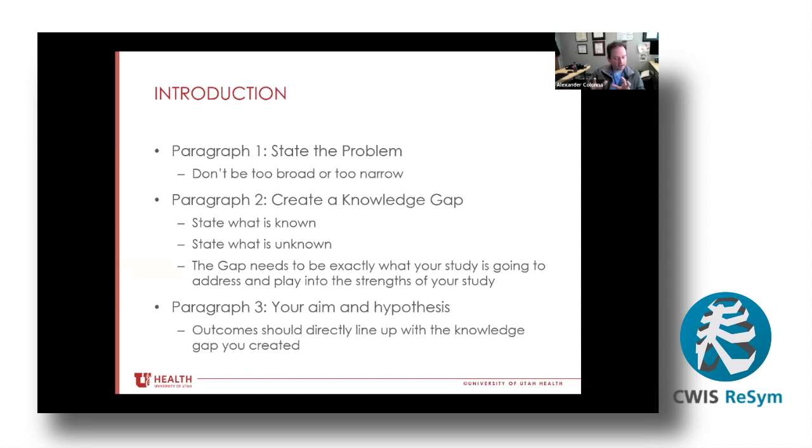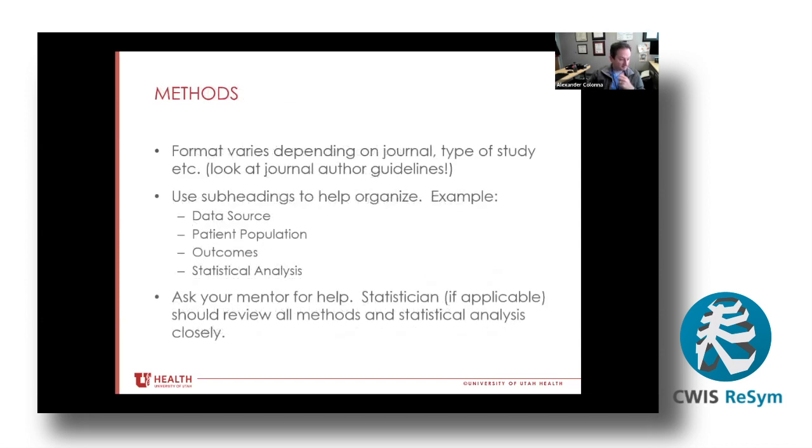So your outcomes, the scientific question that you're asking and going to answer, should line up with the knowledge gap that you just created. It takes some practice and a lot of revision to make these three paragraphs flow well. But it's critically important that your paragraph makes sense, teaches your audience, and is easy enough to read. So state the problem, create a knowledge gap, and state your aim and hypothesis.